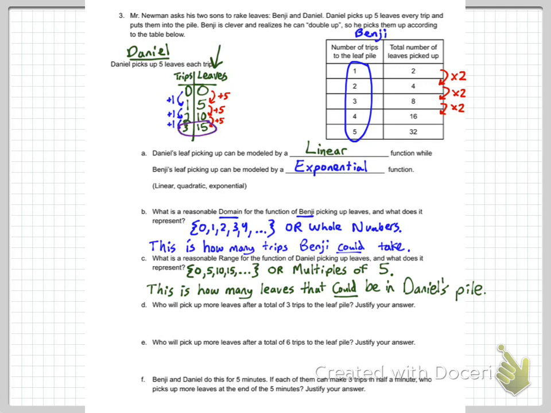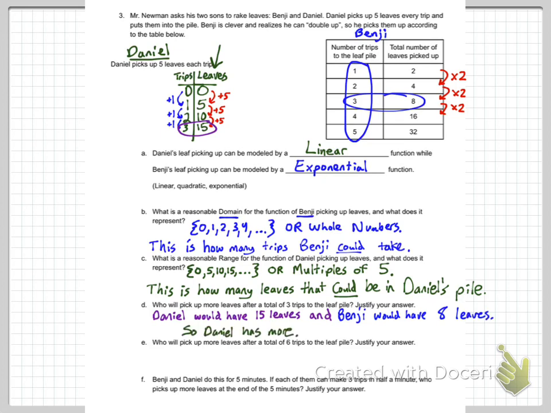Who will pick up more leaves after 3 trips? Well, let's just circle that on the leaf pile. Daniel picks up 15 leaves after 3 trips, and Benji picks up 8 leaves. So Daniel has more. Notice how it says justify your answer? That right there is the reason you have to say how many leaves each boy has. If you don't say that, you have not justified your answer and you haven't answered the question.